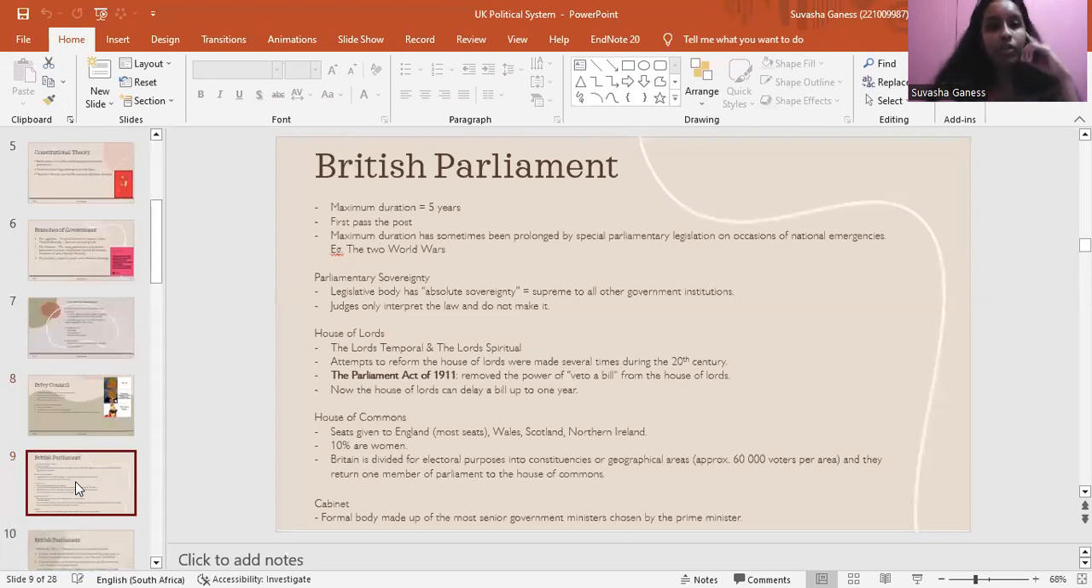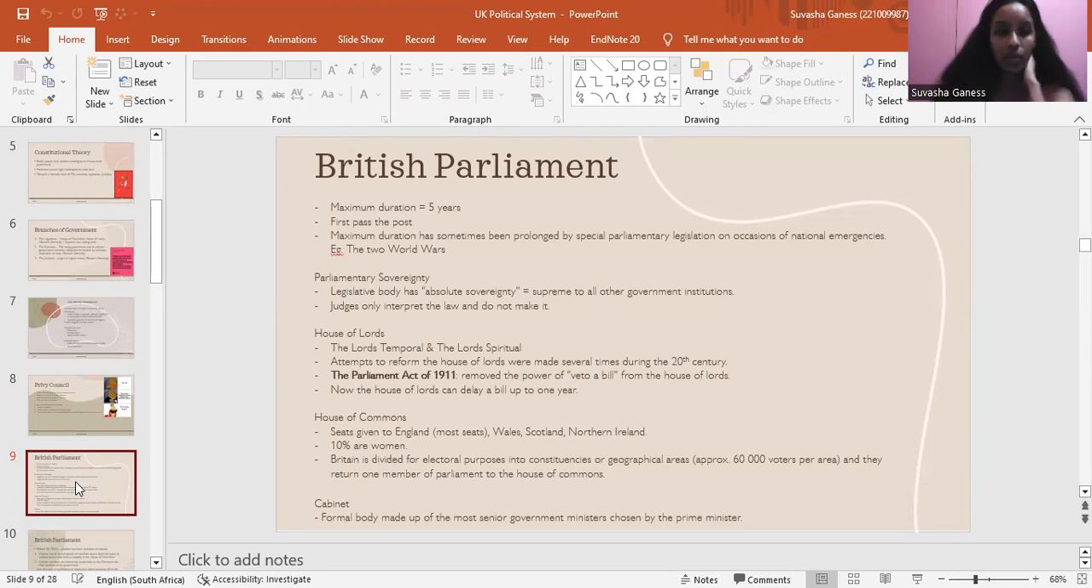Then we're looking at the British Parliament, right? The maximum duration that a party can serve in the British Parliament is 5 years. And the system that they use is the first past the post system. The maximum duration has sometimes been prolonged by special parliamentary legislation on occasions of national emergencies, such as the two world wars. So they do have parliamentary sovereignty, and this means that the legislative body has absolute sovereignty. So they are supreme to all other government institutions. So judges only interpret the law and do not make the law.